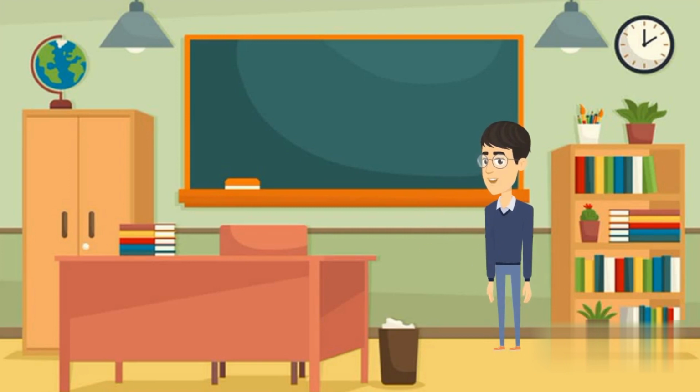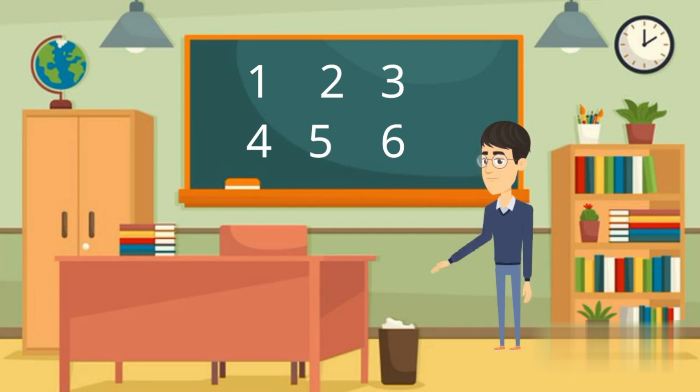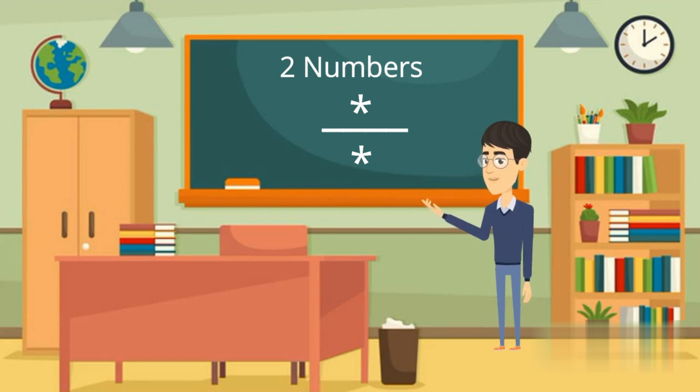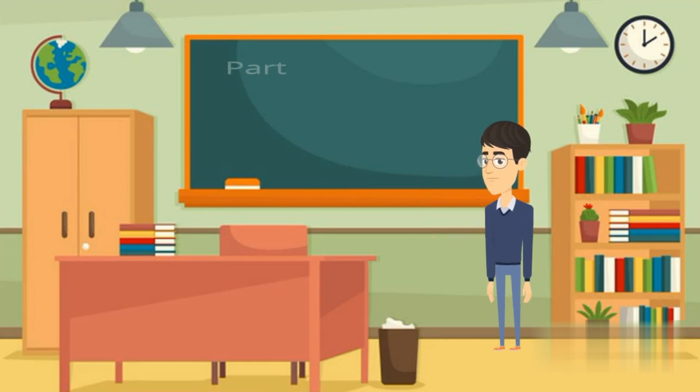Let me show you now how fractions are written using numbers. Different than a normal number, to write a fraction you need two numbers. One number on the top, one number on the bottom, and a line between them. Now let's see what those two numbers are. Fractions are used to illustrate a part of something.